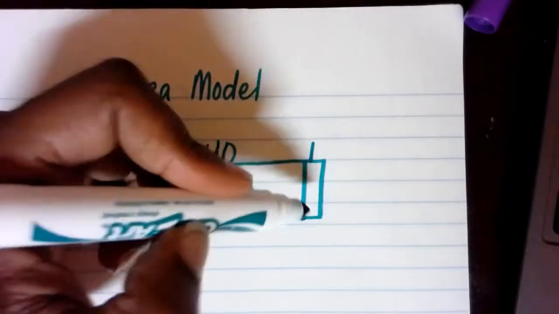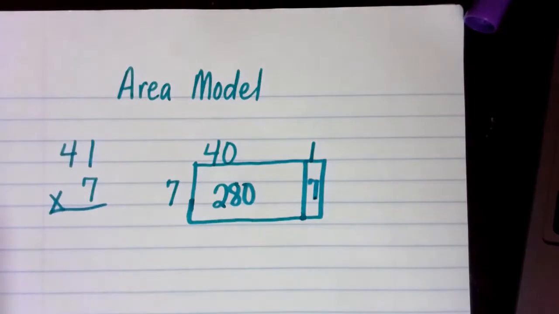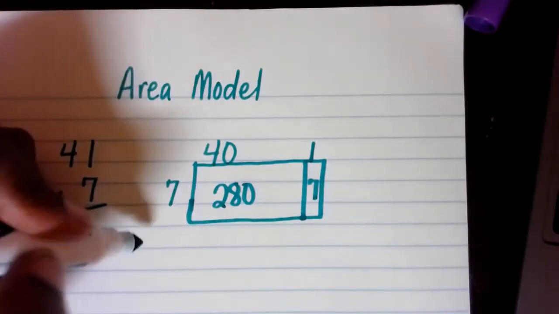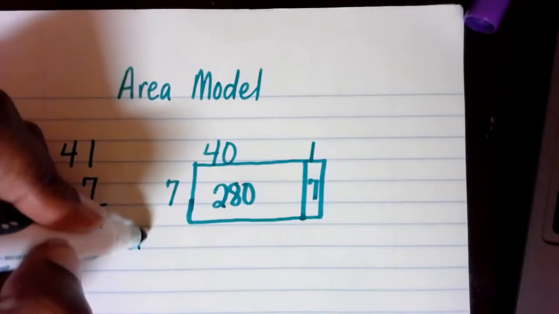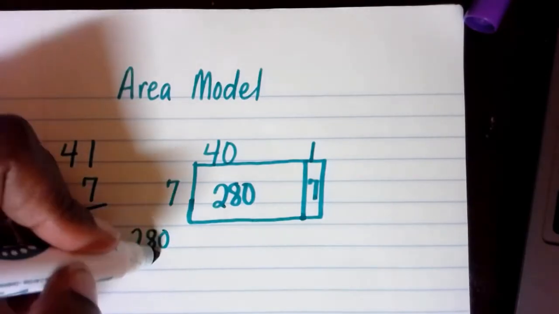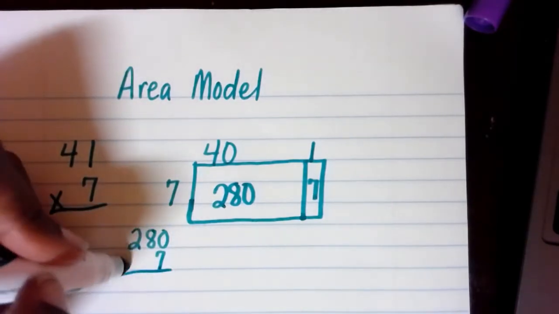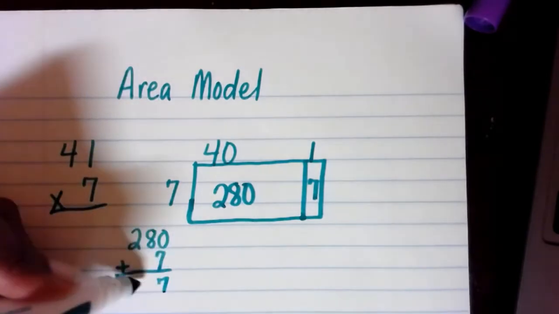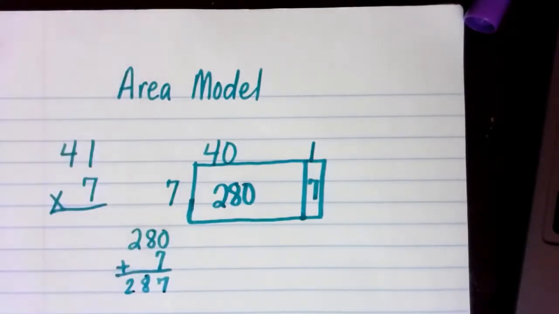7 times 1 is 7. Now that I have both of these numbers, I will just simply add them. And 280 plus 7 is 287. Here's how it would look with numbers. 280 plus 7. The 7 would line up with the 0 because they're both in the ones place. And so the answer to 41 times 7 equals 287.